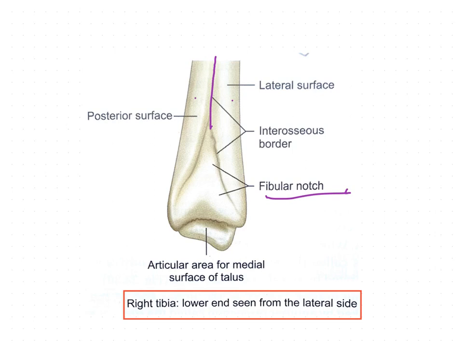This is all about the bony features and the external features of the tibia. In the next session we are going to discuss the muscular attachments to the tibia and the ligamentous attachments.